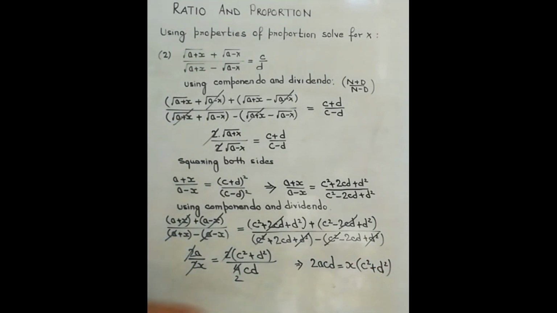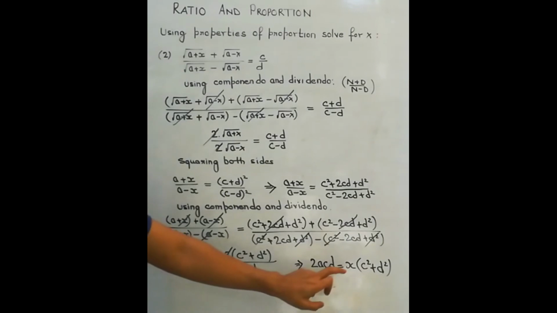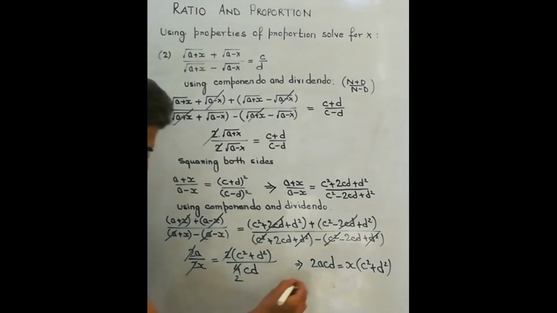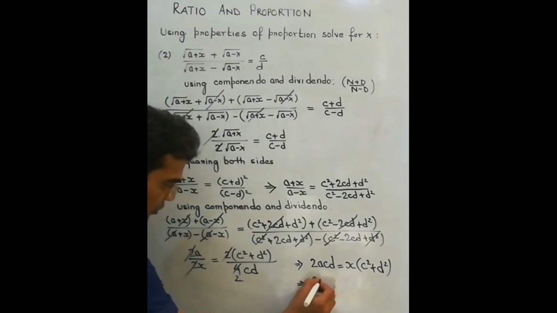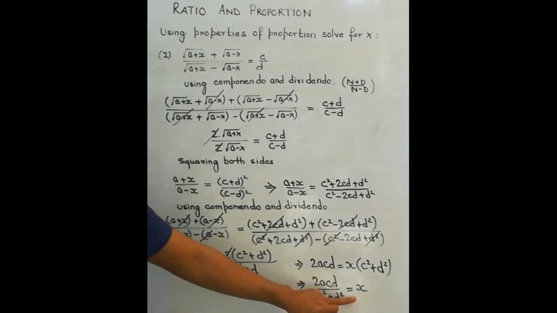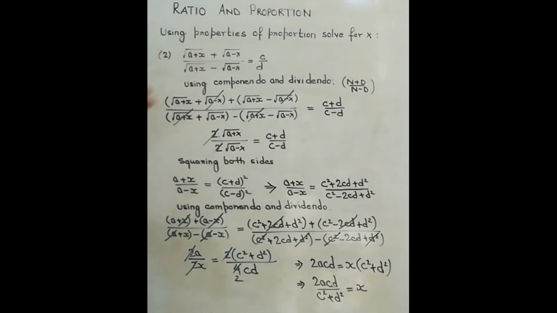Is this much clear? We have simply cross multiplied. Now I have to get value for x. So I will cross multiply c square plus d square and I will get value for x. So finally I get 2acd upon c square plus d square is equal to x. So I have got value for x in terms of a, c, d. So this was asked in the question. So this is clear to you. So here I have applied componendo and dividendo twice to reduce it. So you can pause and note down this question.